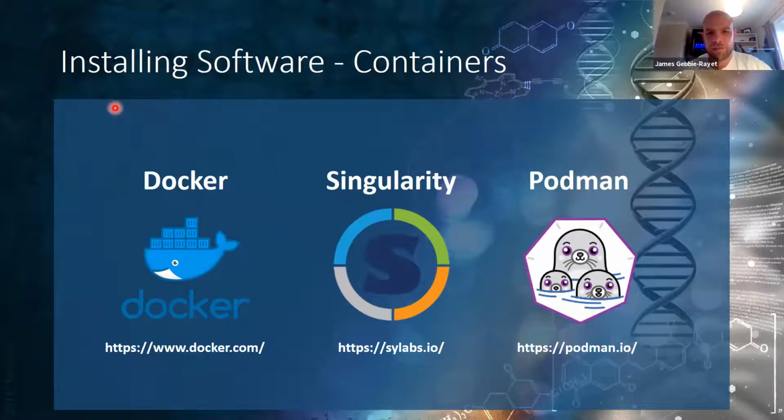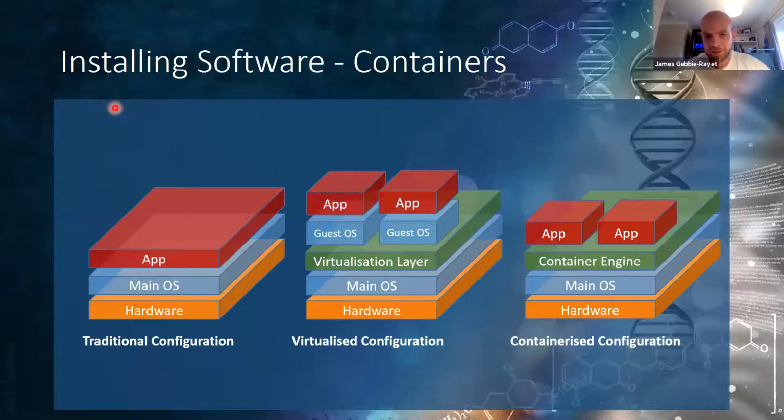But what I wanted to show you is the difference between full hardware virtualization and containers. Typically with containers, you've got your base computer, so this might be a desktop or laptop, and your main OS. Then you install one of these container engines like Docker or Singularity, and then the apps go in containers themselves.